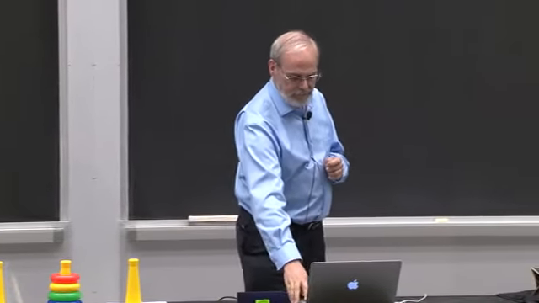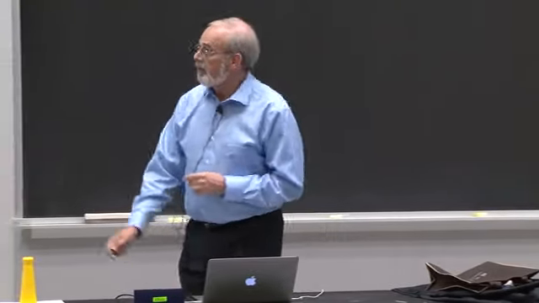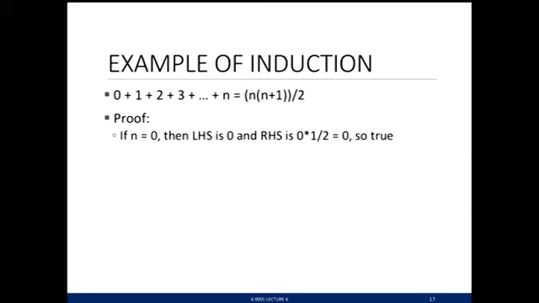Well, by induction, I need to do the simple cases. If n is equal to 0, then this side is just 0, and that's 0 times 1 divided by 2. So 0 equals 0, it's true. And now the inductive step.